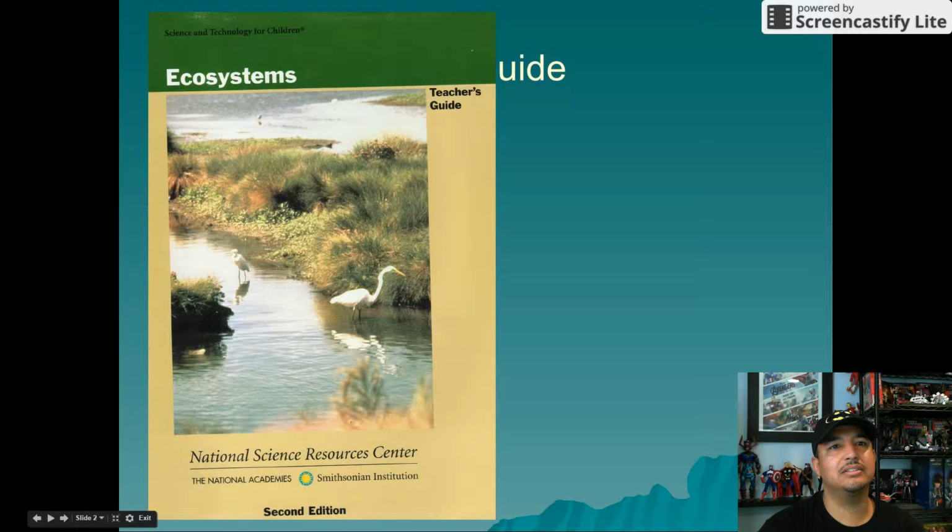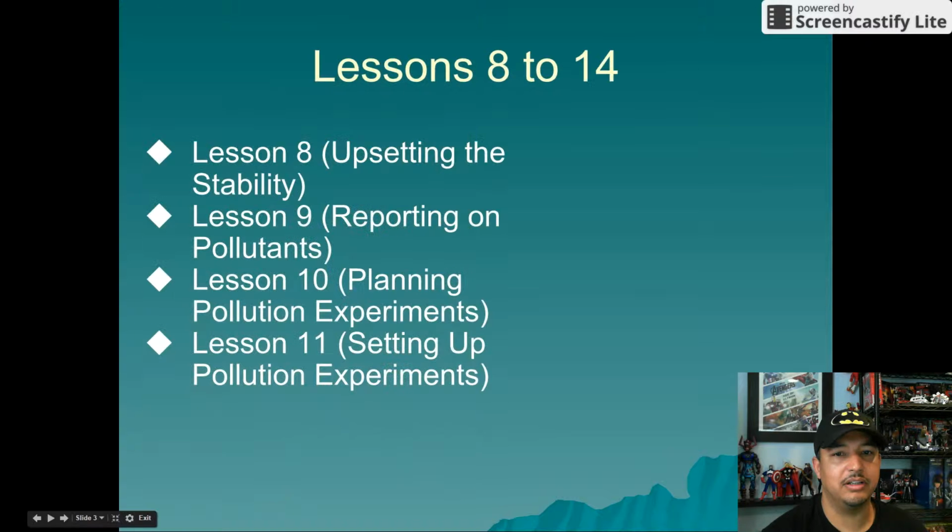Now, previously, we went over lessons 1 through 7, where the focus was dependent and interdependent relationships among organisms in different ecosystems. By this point of the unit, students should have observed interactions among different organisms in the small models of ecosystems, both the aquarium and the terrarium. Students should also continue recording observations on a regular basis.